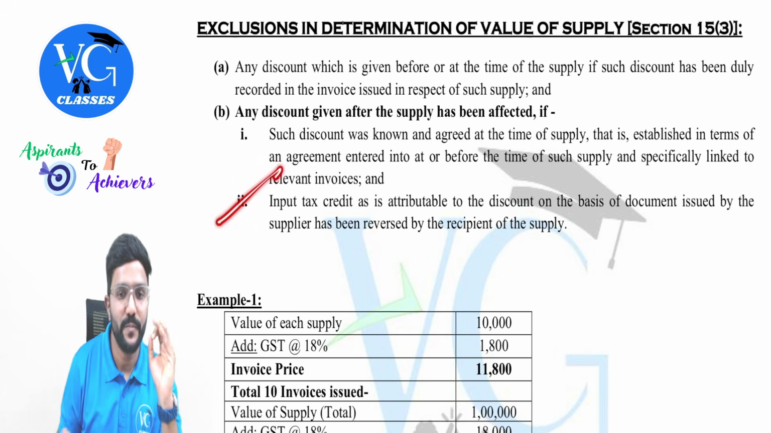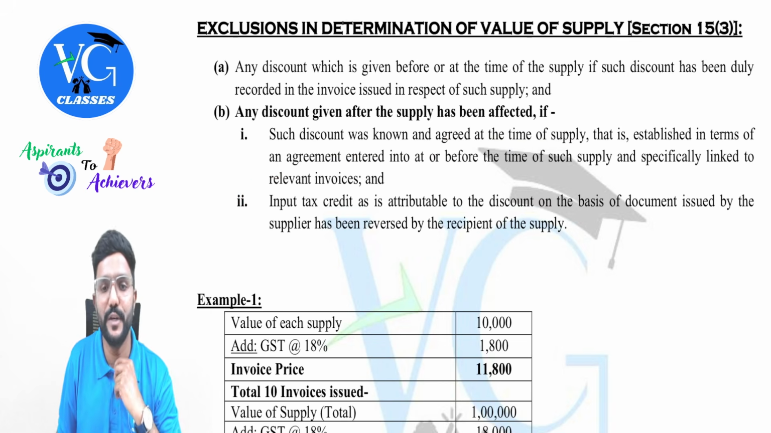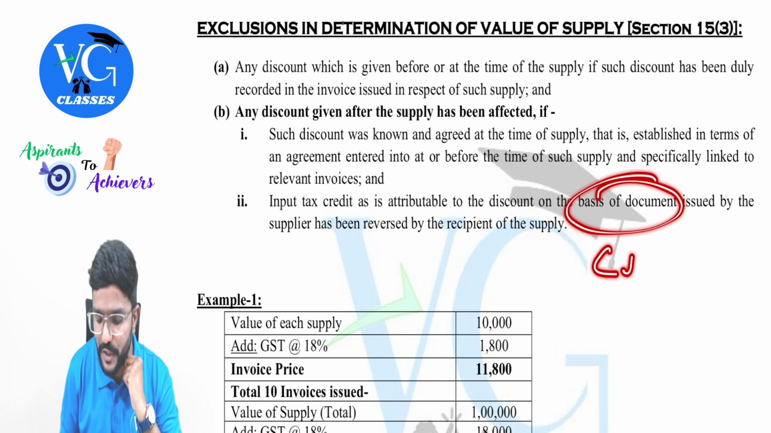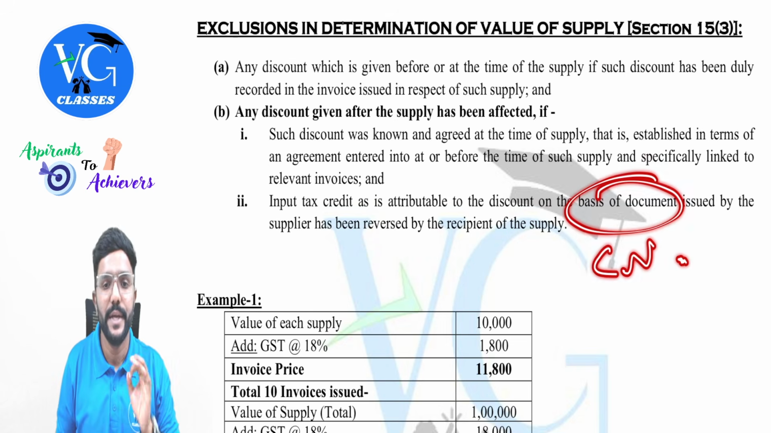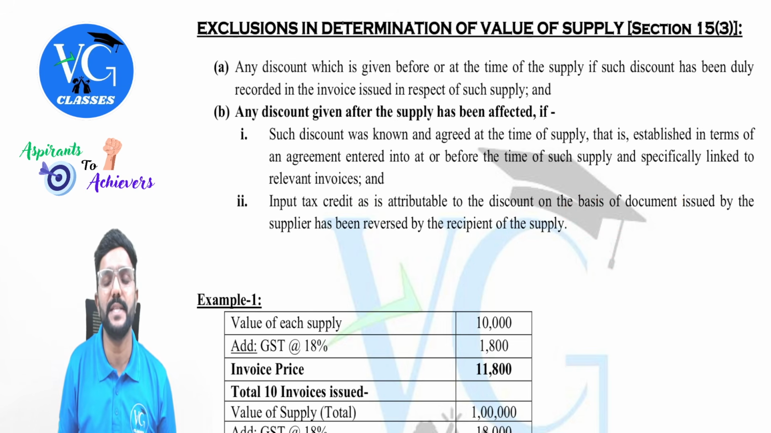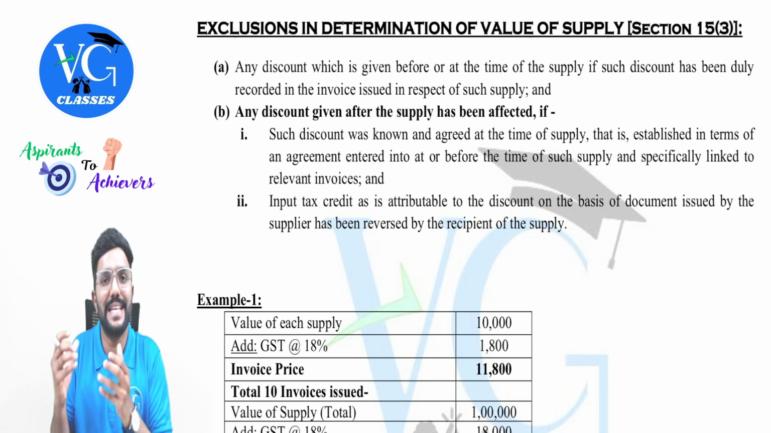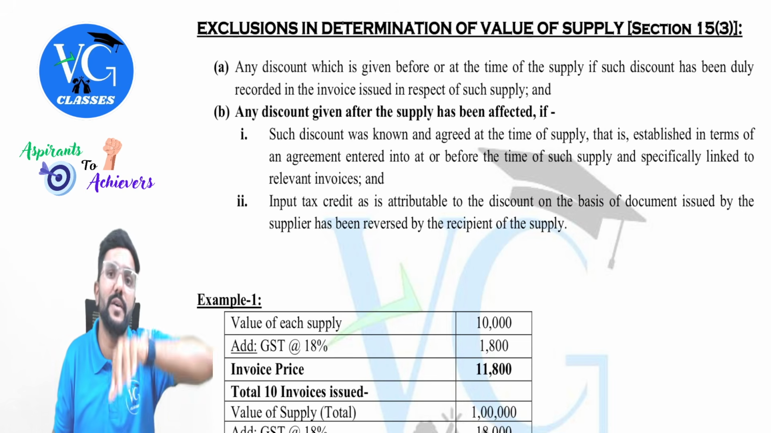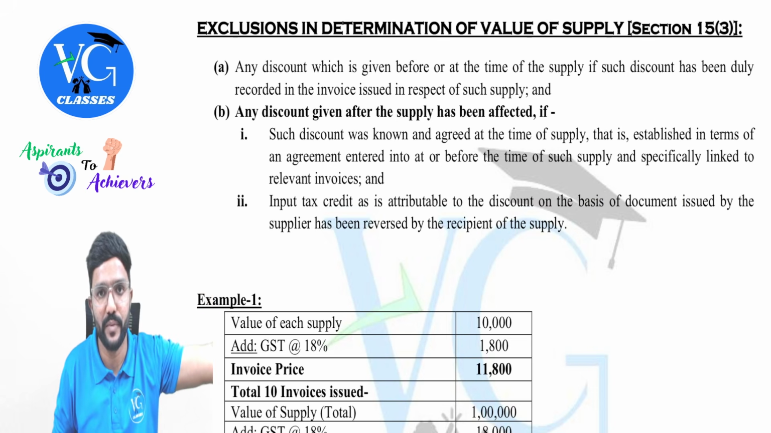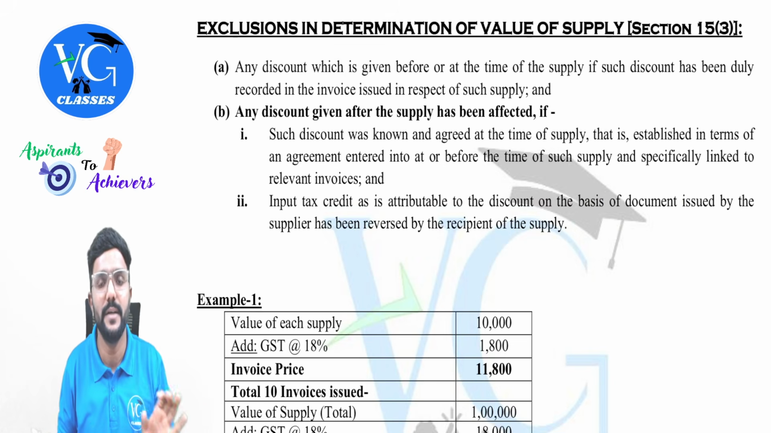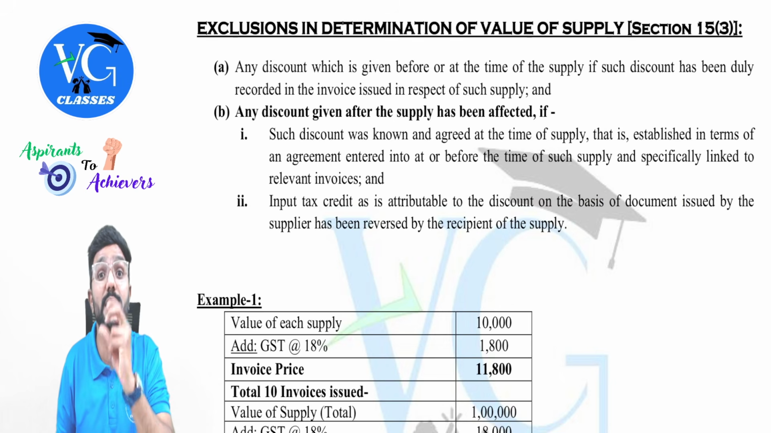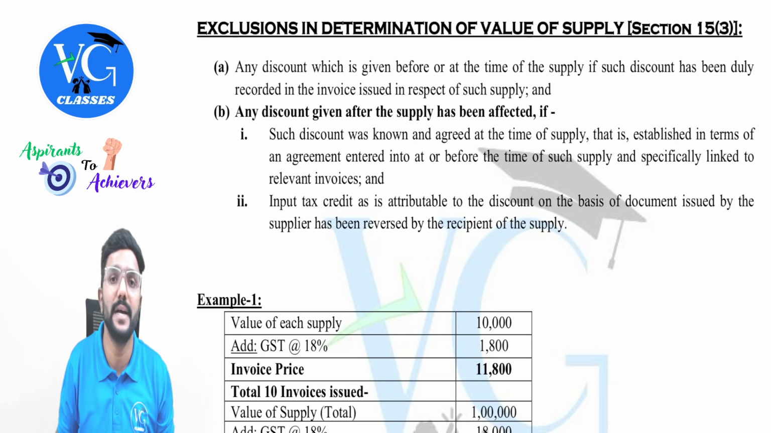And one more condition. Input tax credit as is attributable to the discount amount on the basis of document. On the basis of document means which document, guys? Credit note. We also call this a GST credit note. Issued by the supplier, it has been reversed by the recipient of the supply. Now, if the recipient has claimed full credit as per the invoice which is already issued in the past by the supplier, then the recipient has to reverse the credit with respect to the GST on the discount amount. Not the complete credit, but only the GST amount on the discount part has to be reversed by the recipient.